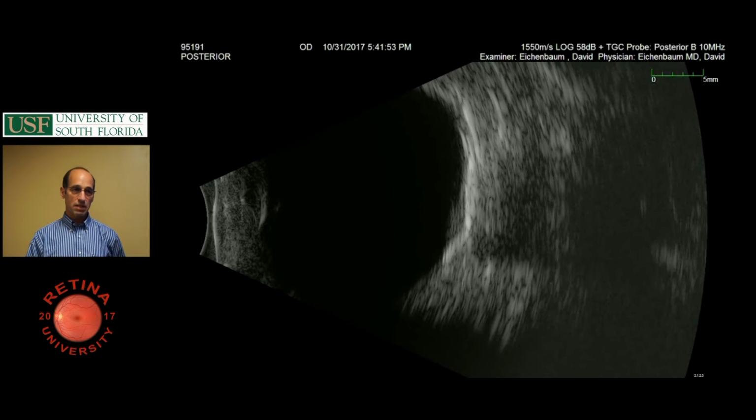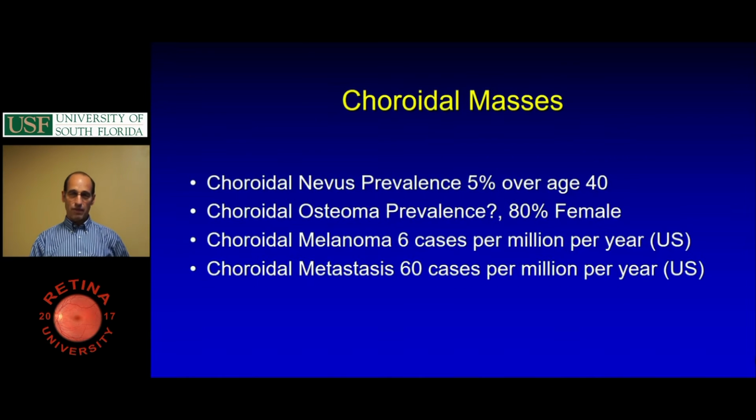Okay, so choroidal masses. Choroidal nevi are present in 5% of the population over age 40. Choroidal osteomas are super rare, and choroidal melanomas are 6 per million, and metastases are about 60 per million. Because we always talk about metastases being more common, but I figured I'd look it up so you'd have some numbers in your head.